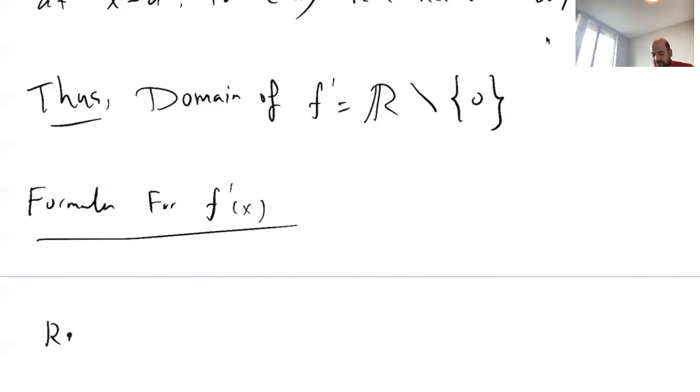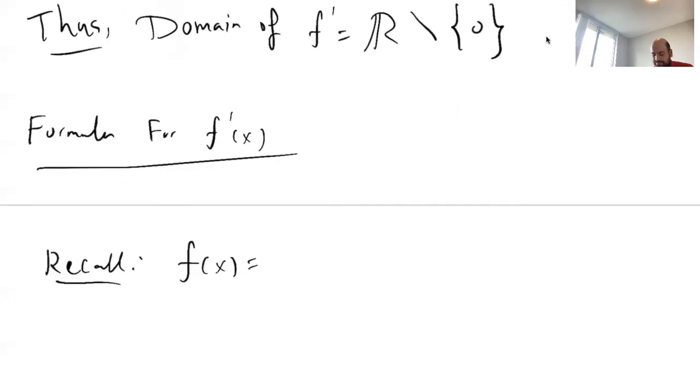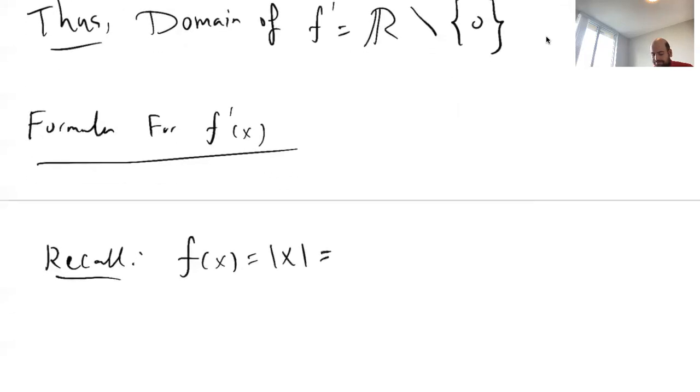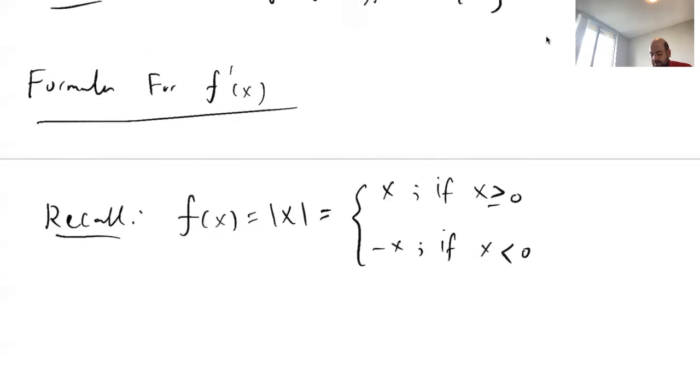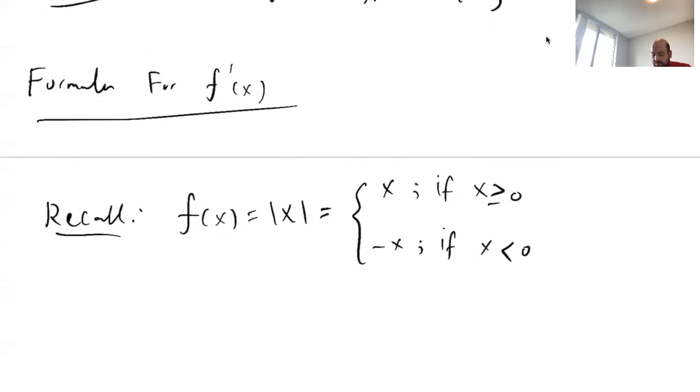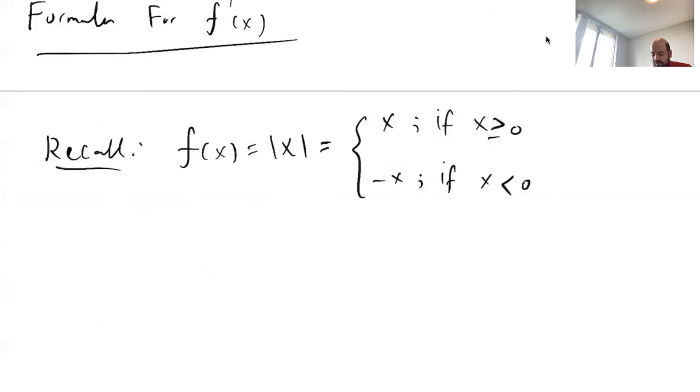So recall that f of x is equal to absolute value of x, which is equal to x itself if x is bigger than or equal to 0, and minus x if x is less than 0, right? So what can we say about f prime of x?